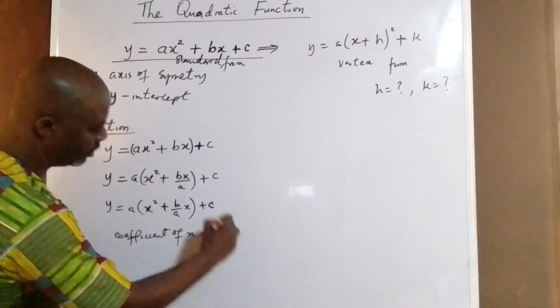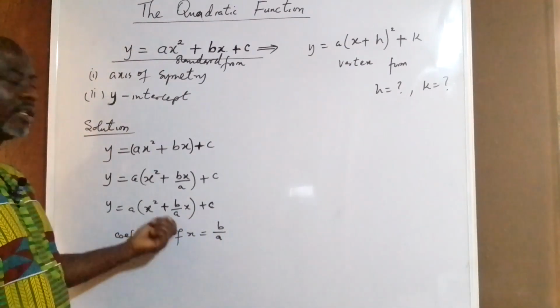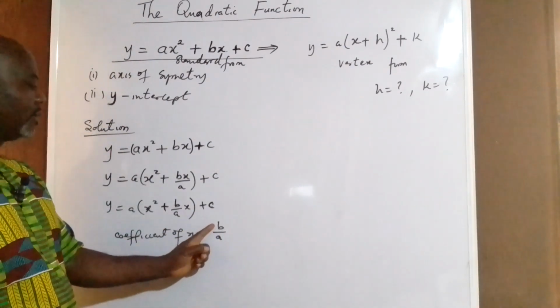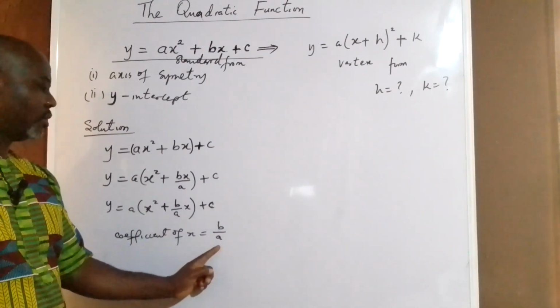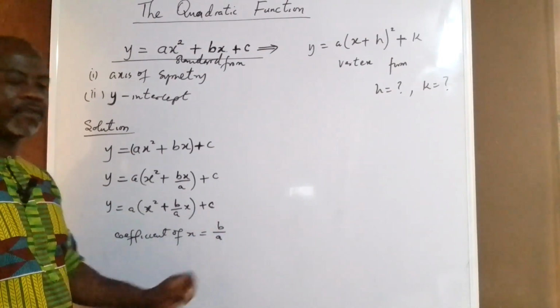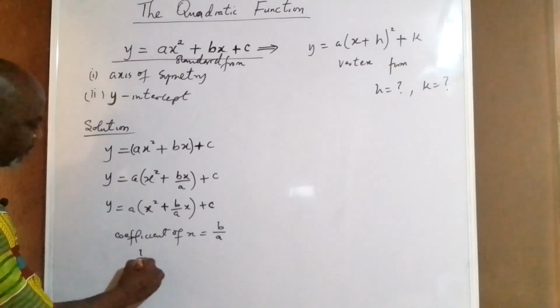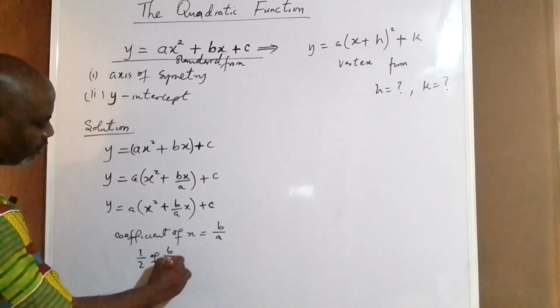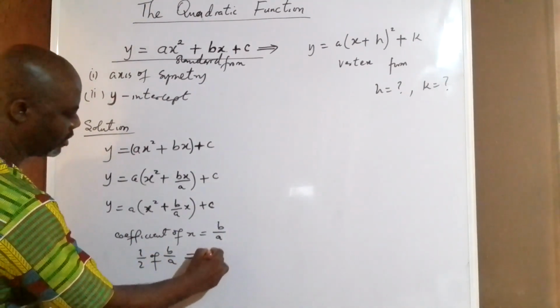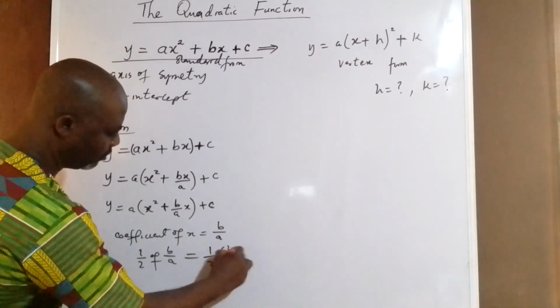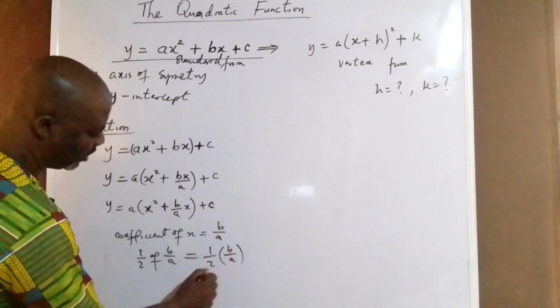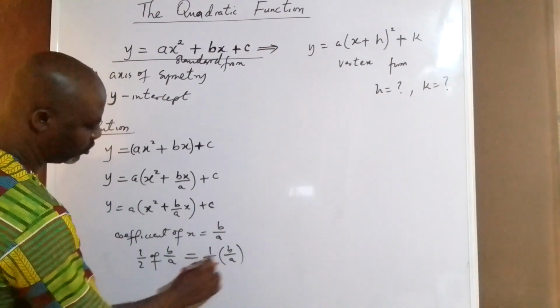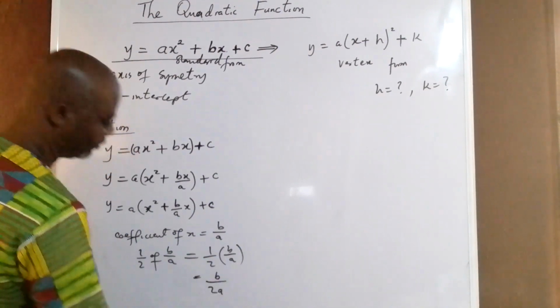B over a. Then the next thing is to divide the coefficient of x by 2. Meaning, let's find half of it. Half of b over a. That will give us half times b over a. 1 times b will give us b, and 2 times a will give us 2a.